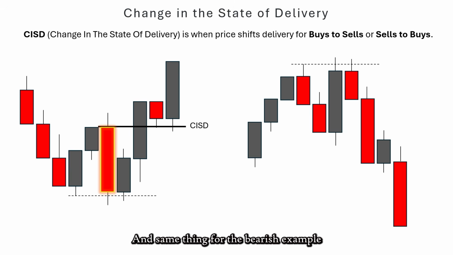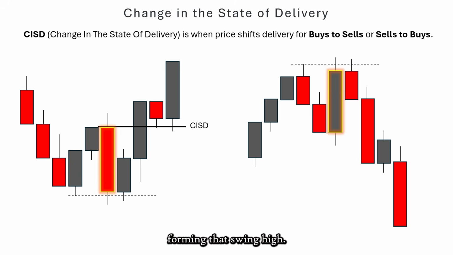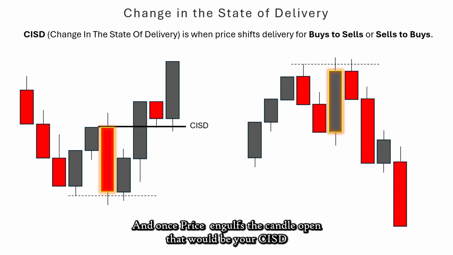And same thing for the bearish example. So on the bearish example, you're locating the bullish candle responsible for forming that swing high. And once price engulfs the candle open, that would be your CISD.